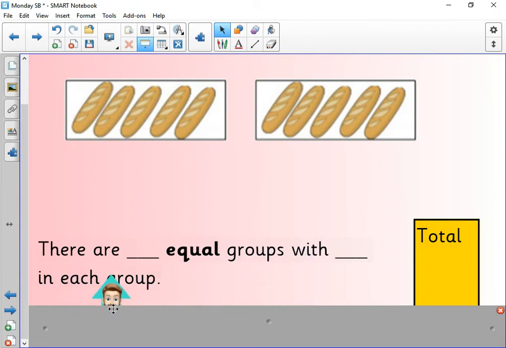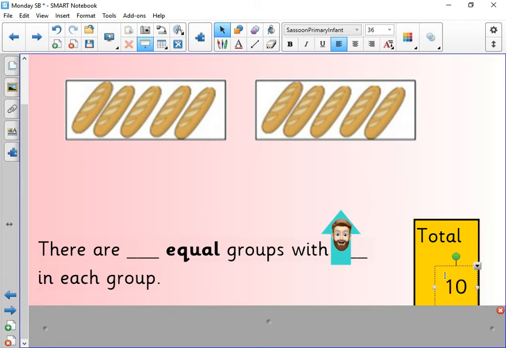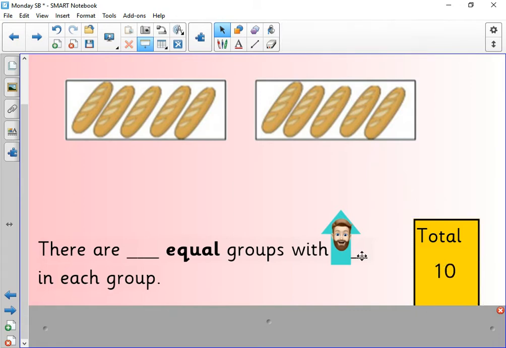5 in each group. 1, 2, 3, 4, 5. What's the total, everybody? Not working that one out. I'm not counting it. We know it's 10. 5 and 5 make 10.